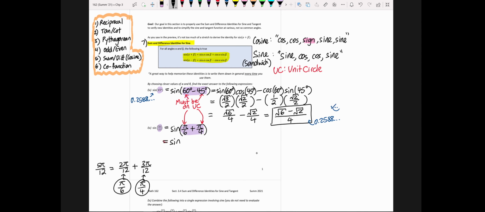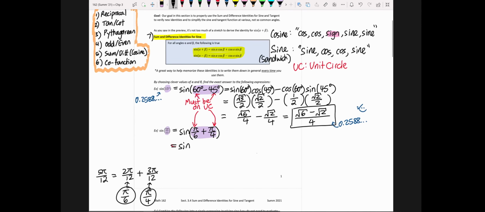So the sine identity goes as follows. We go sine, cosine, cosine, sine. So I'll write that. Sine, cosine, cosine, sine. The plus or minus sign stays the same for our sine sandwich. We insert first, second, first, second.